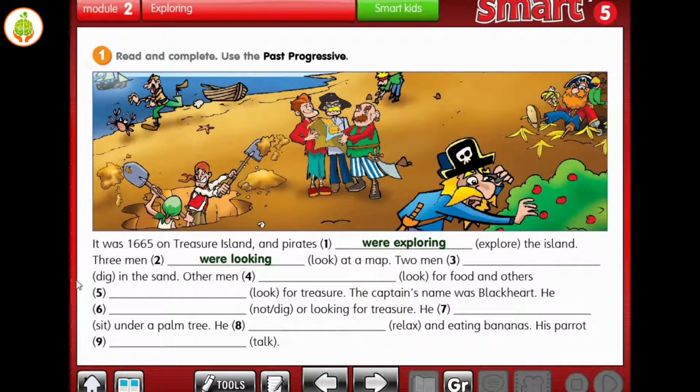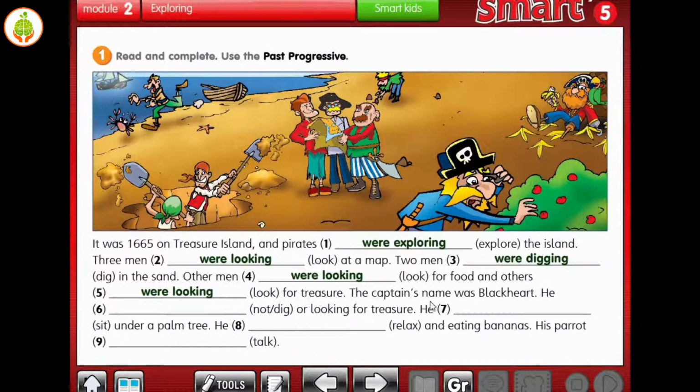Two men dig in the sand. Look, two men. So two men were. Dig becomes digging. Two men were digging. Alright. Two men were digging in the sand. Okay, so let's start with this. Other man. So we have man. It's what? It's a plural. Other men were looking for food. And others look for treasure. Others were looking for treasure.